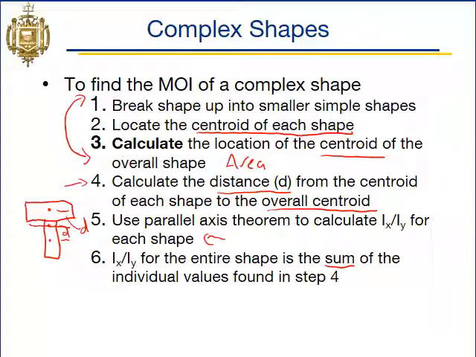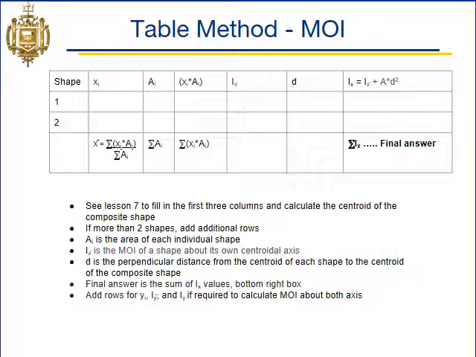I think the easiest way to do these complex moment of inertia problems is to use a table, which is on the next slide. So here's our table to calculate the moment of inertia. Our first three boxes here are for the centroid. We've got to find the centroid of the shape. This table just has x, but you could also add columns to do your y-axis also. So we're looking for the centroid of the overall shape.